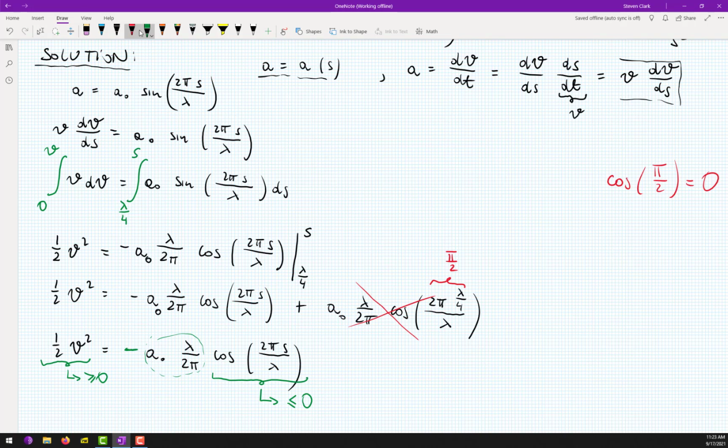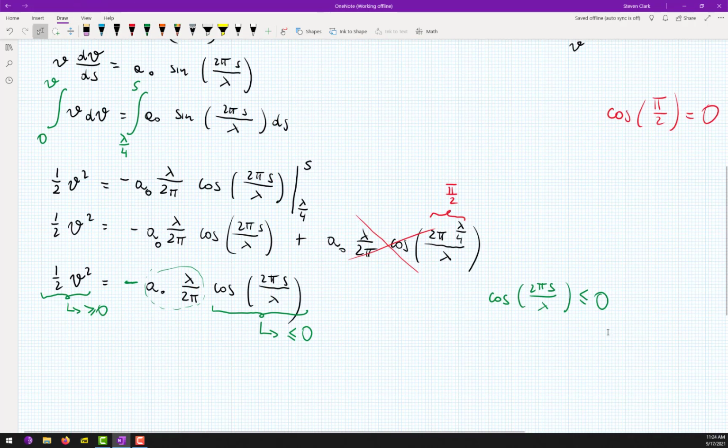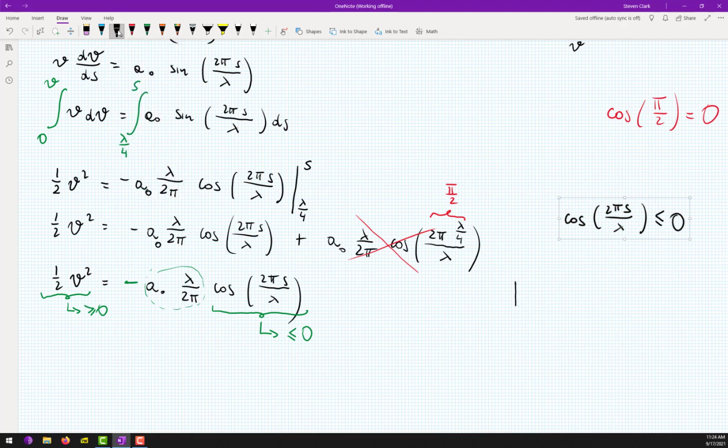So we must have cosine of 2 pi s divided by lambda lower than or equal to 0. Let's draw cosine. I think that cosine looks like that.